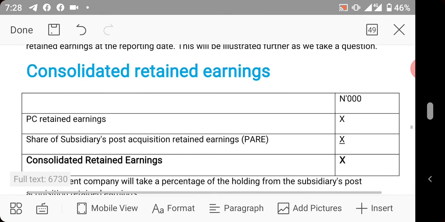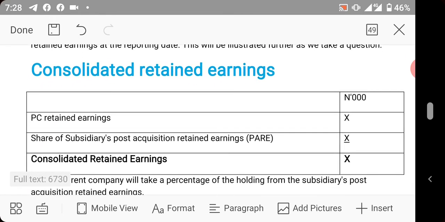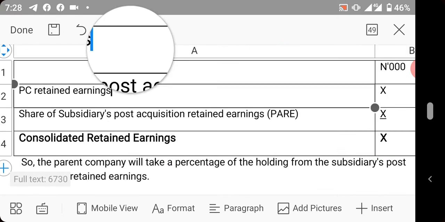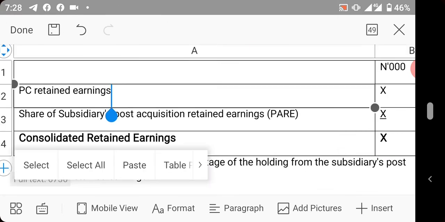So I would like us to now look at how consolidated retained earnings is computed. This is actually the retained earnings of the parent company plus the share of the parent company's post-acquisition retained earning of the subsidiary. Look at the format. This format was provided by IFRS 10. The PC there means parent company. So parent company retained earnings, you bring the value.